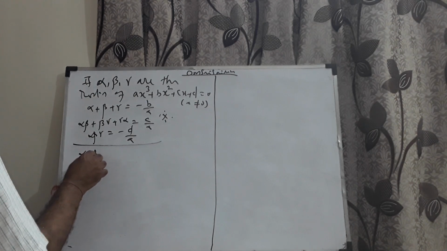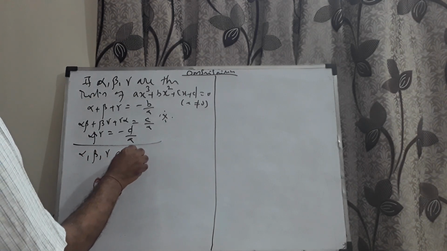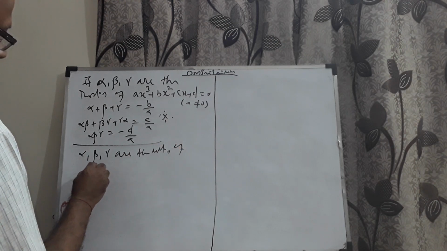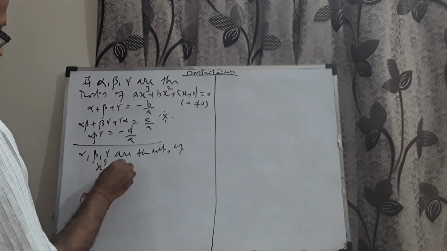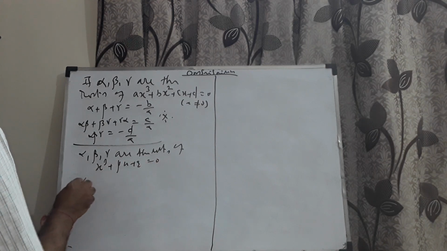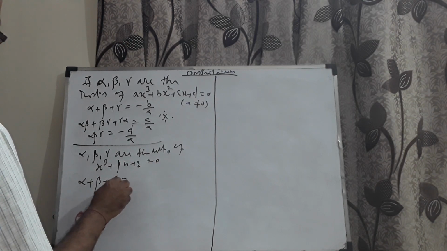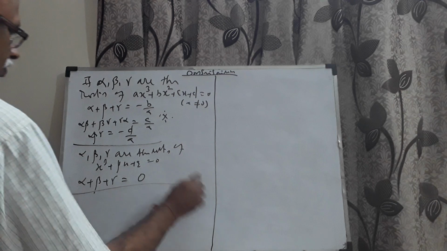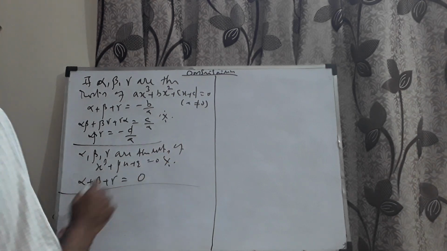Now here alpha, beta, gamma are the roots of, what is the equation given? x cube plus px plus q is equal to 0. Therefore alpha plus beta plus gamma will be equal to 0 because coefficient of x square here is 0. Minus 0 by 1 becomes 0. This is the one you are supposed to recall now.